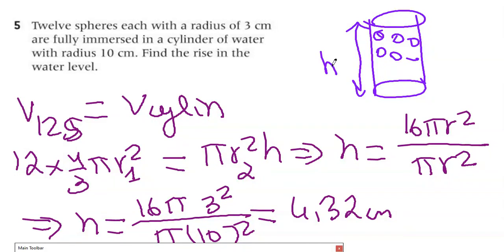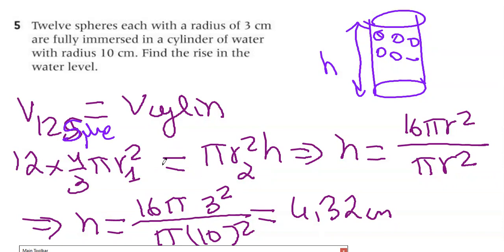So I know that when I put all those balls inside the cylinder and the water is emptied, the volume of all those 12 spheres is going to be equal to the volume of the cylinder. And I'm just going to solve an equation with one unknown. The volume of the 12 spheres is 12 times 4 over 3 pi r cubed. It's not r squared, it's r1 cubed. It's equal to the volume of the cylinder, pi r squared h. What is the unknown? h is the unknown. And I wrote r1 because the first radius is 3, the second radius is 10.